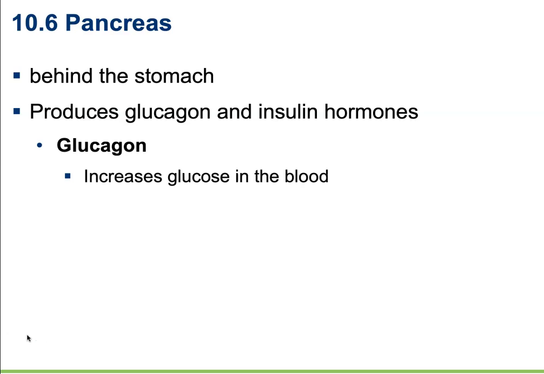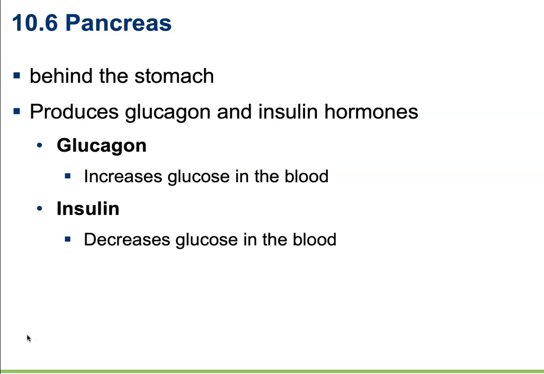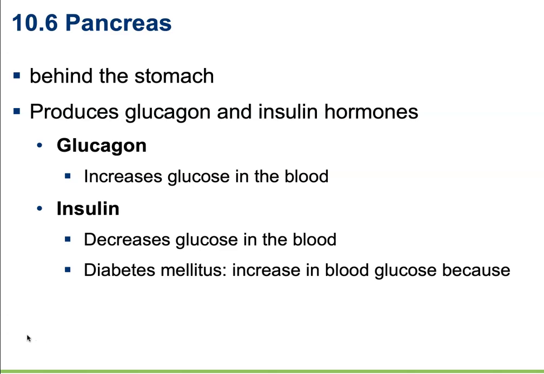It's going to prompt the liver to convert glycogen to glucose, and also to form glucose from lactic acid and amino acids. Insulin, on the other hand, is responsible for decreasing blood sugar levels. It's going to stimulate the transport of glucose into muscle cells, white blood cells, and connective tissues. It's also going to inhibit the breakdown of glycogen to glucose and prevent the conversion of amino acids and fatty acids into glucose.